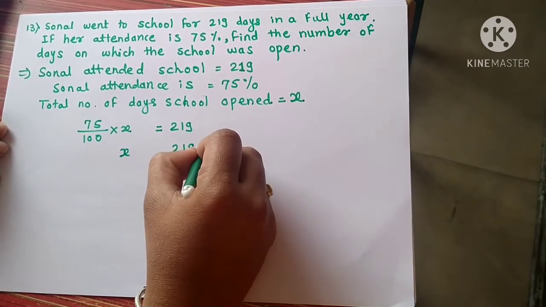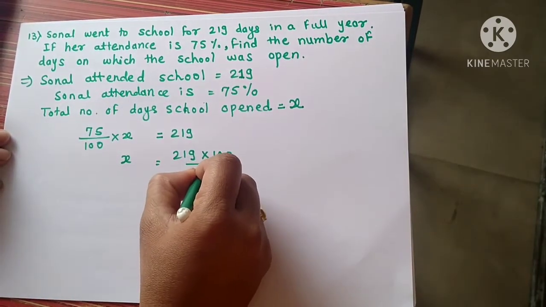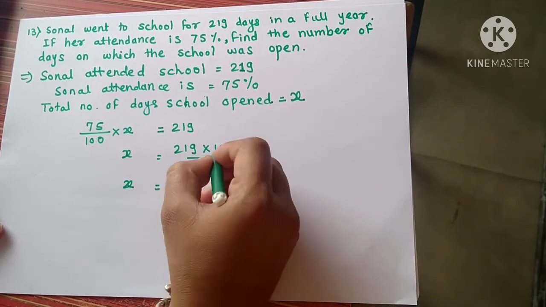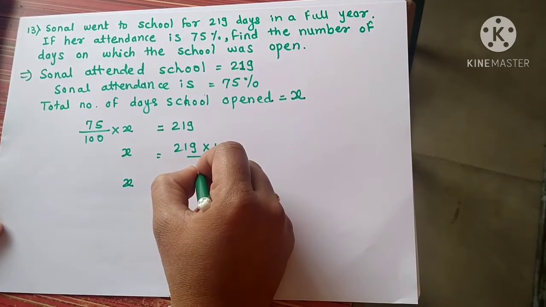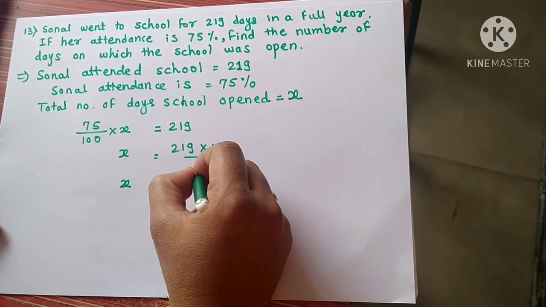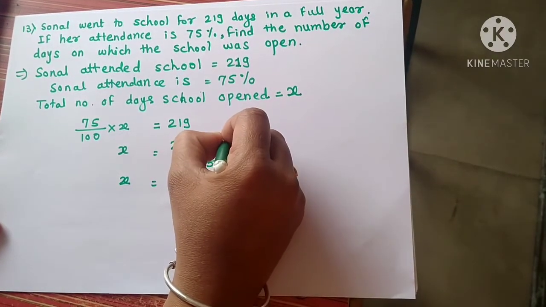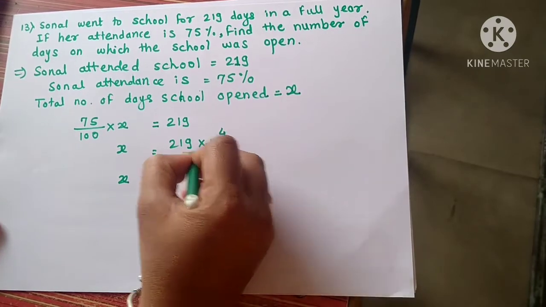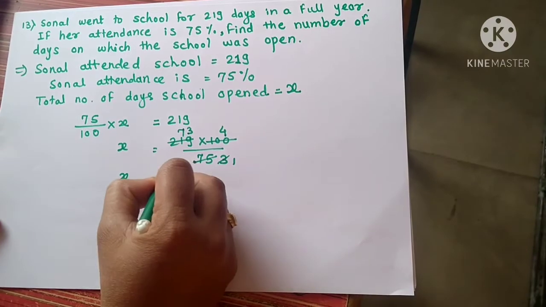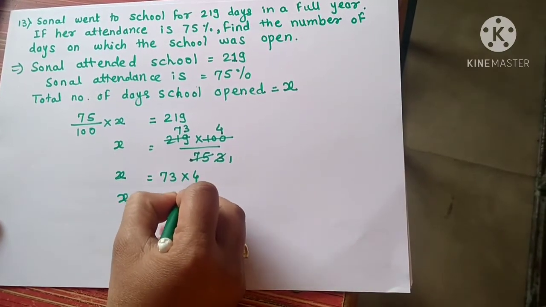The 100 denominator will go to the numerator. The 75 in the numerator, I am going to write 75 in the place of denominator. So x, now I am going to reduce this by 5. 25. 25 3s are 75. 25 4s are 100. So 3 1s are 3. 3 7s are 21. 3 3s are 9. 73 multiplied by 4 is equal to 292 days.